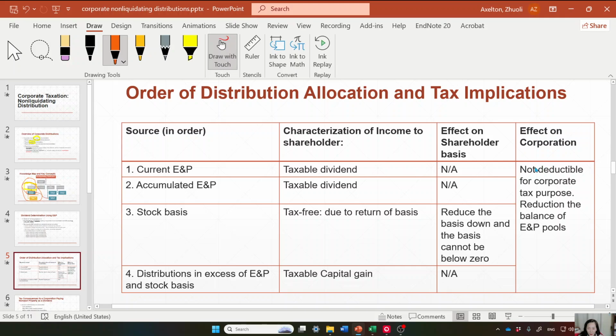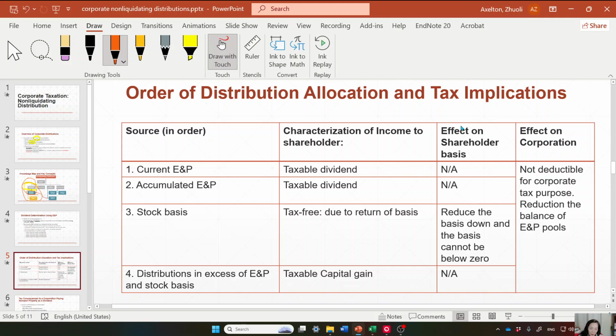And those earnings, which are already taxed at the corporation level, will be taxed again at the shareholder level. So that's where the double taxation kicks in. And in this case, whenever the corporation is making a distribution, there's no deduction for tax purposes for the corporation. However, the distribution will reduce the balance of the earnings and profits pools. So from the corporation's perspective, it's pretty straightforward.